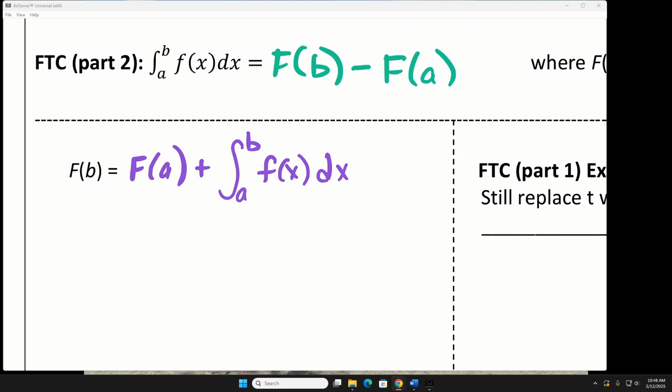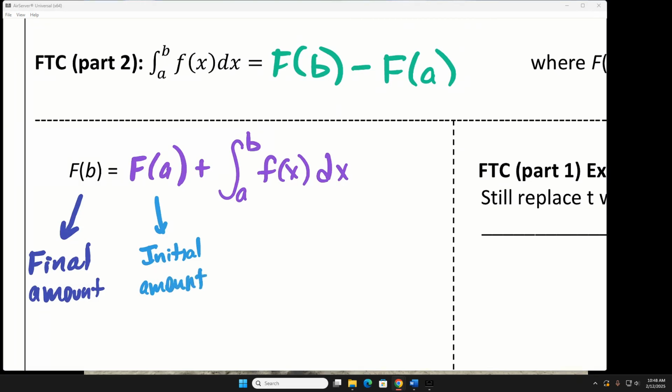We use this a remarkable amount of time. It's a really easy theorem to use, but it's also kind of easy to forget about. But it's great, and you use it when you want to find a final amount. So what you do is you take an initial amount. I feel like we kind of have already done this. And you add an accumulated change to it.